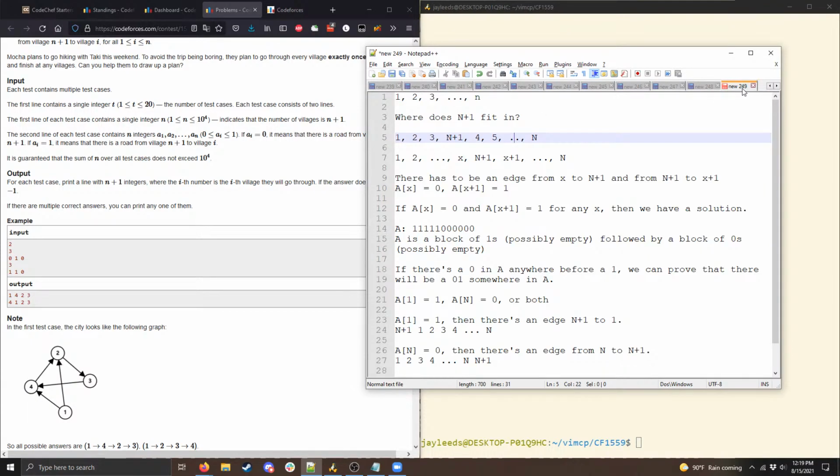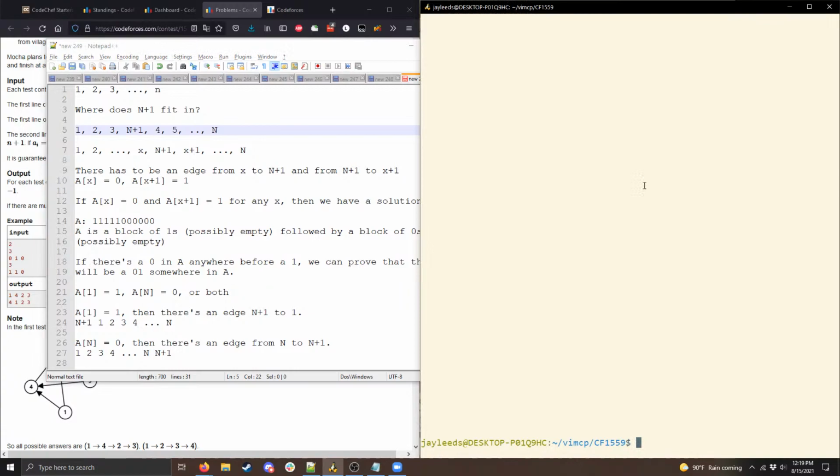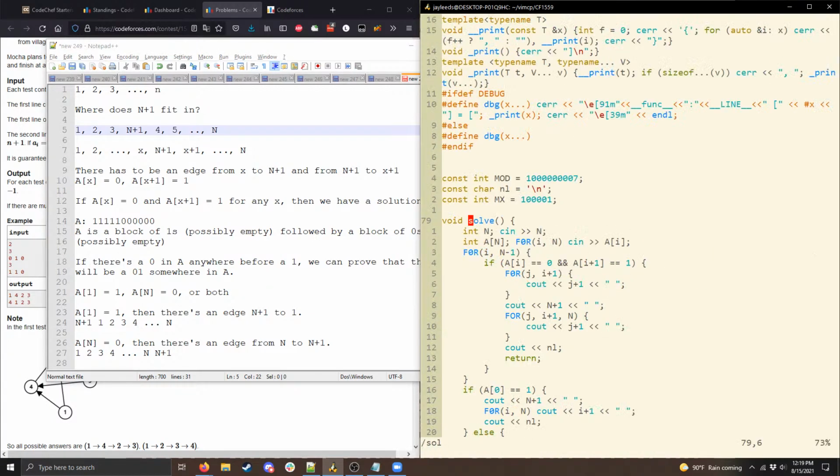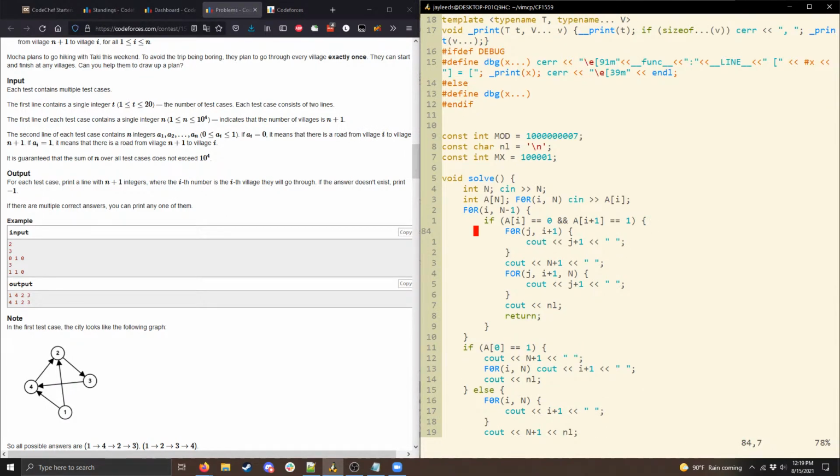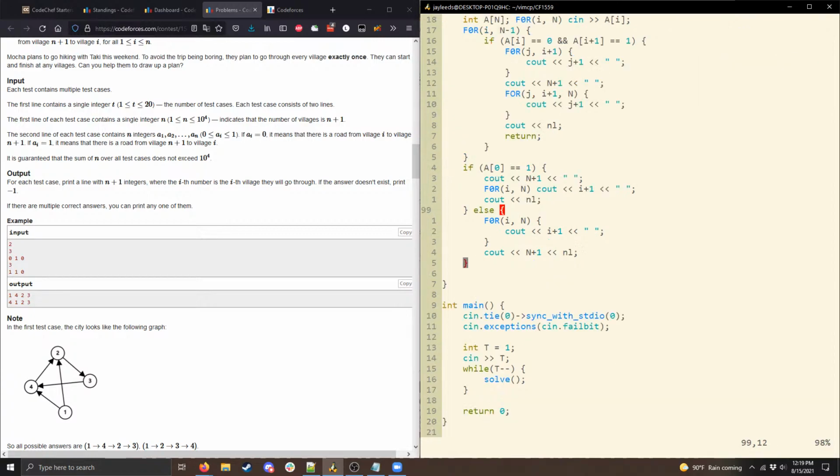Oh, whoops. Okay. So I can show you my code here. The first thing I do is check for a 0, 1, and if so, I print out the numbers up to position i, then I print out n plus 1, and then I print out the ones after i. So this is the case where I put n plus 1 in the middle. If a of 0 is 1, then I do n plus 1 and then 1 through n. And if a of n minus 1, or a of n when we're 1-indexing, is 0, which happens in the other case, then I print out 1 to n plus 1.